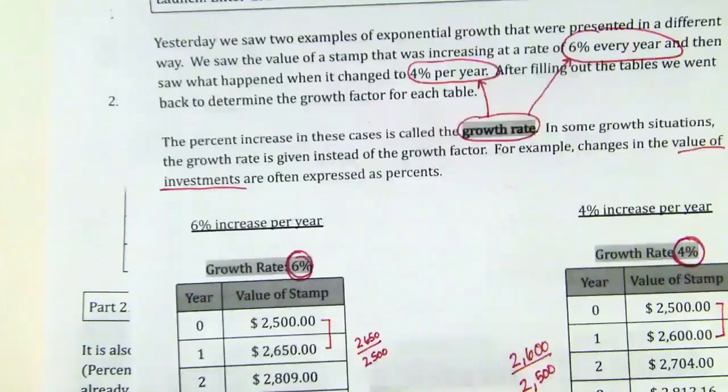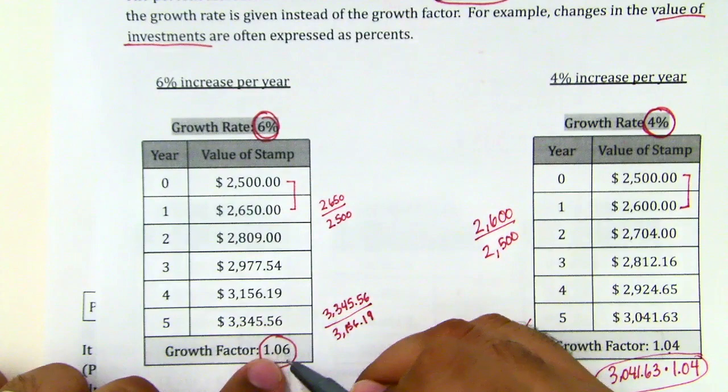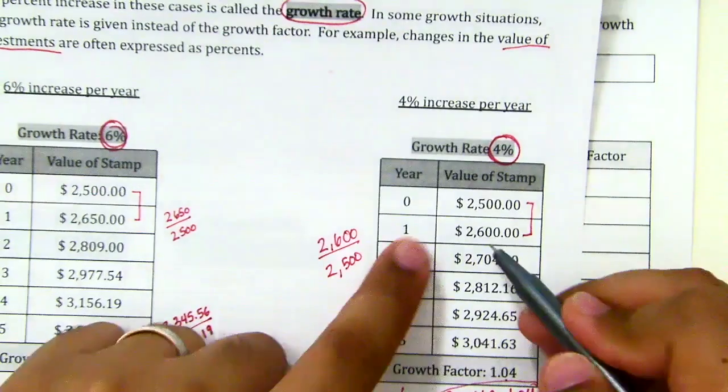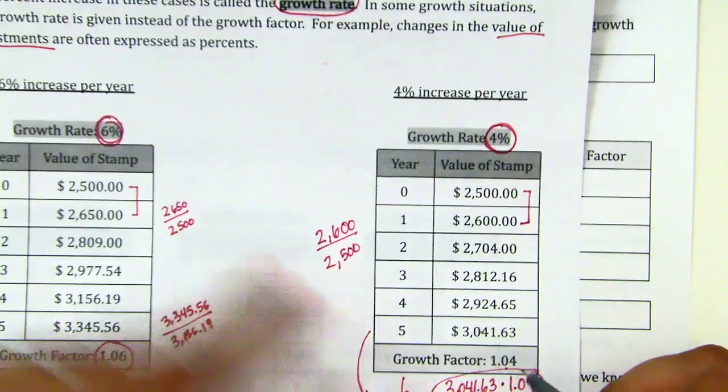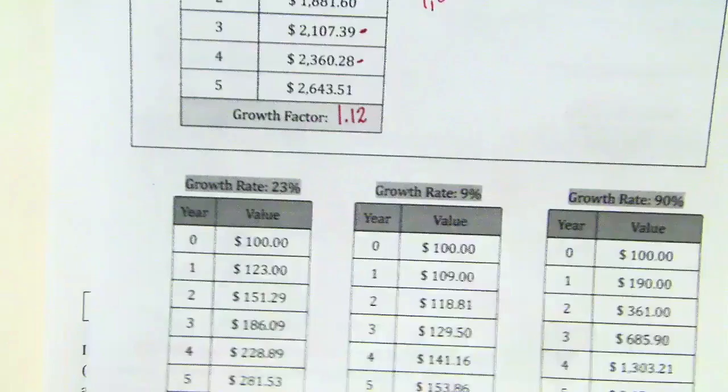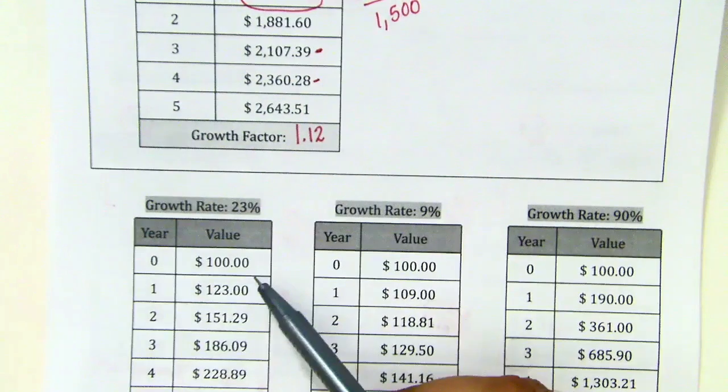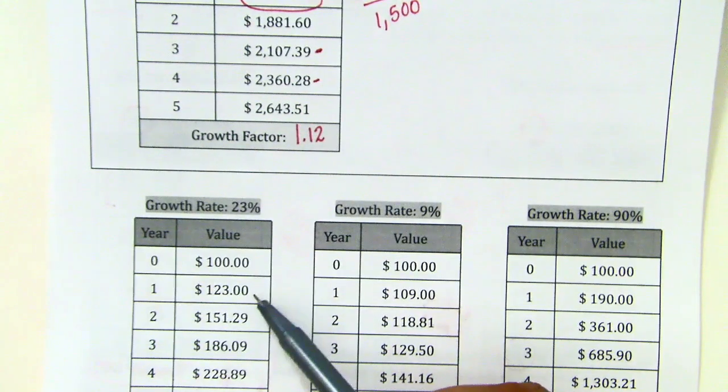You should be seeing a pattern. Same thing over here. My growth rate was 6%. My growth factor was 1.06. Over here, growth rate 4%, growth factor 1.04.